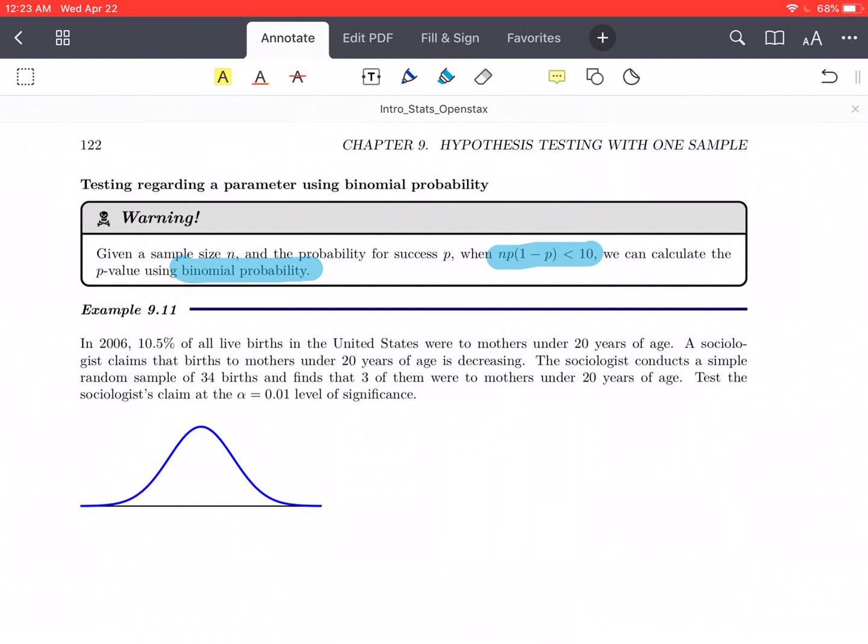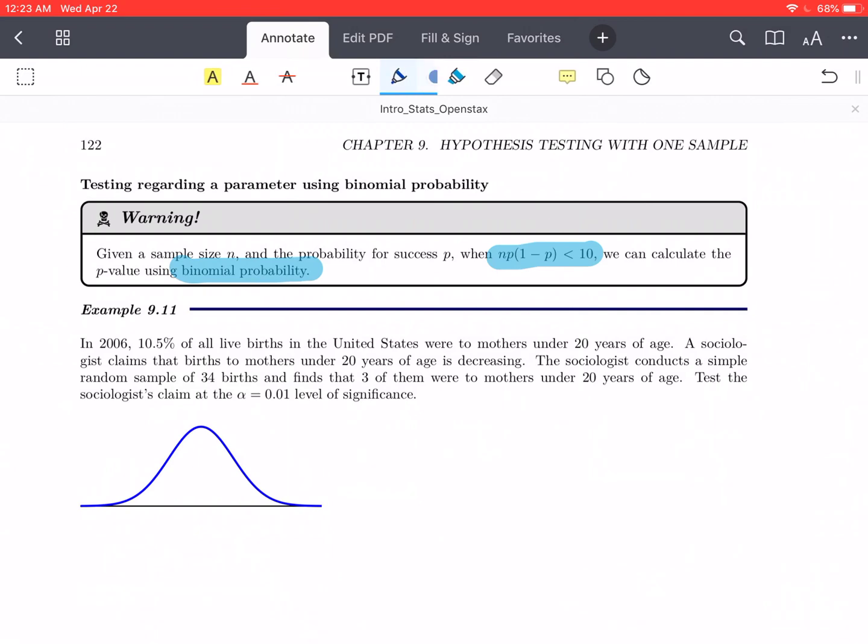In 2006, 10.5% of all live births in the United States were to mothers under 20 years of age. A sociologist claims that births to mothers under 20 years of age is decreasing. The sociologist conducts a simple random sample of 34 births and finds that 3 of them were to mothers under 20 years of age. Test the sociologist's claim at the alpha equals 0.01 level of significance.